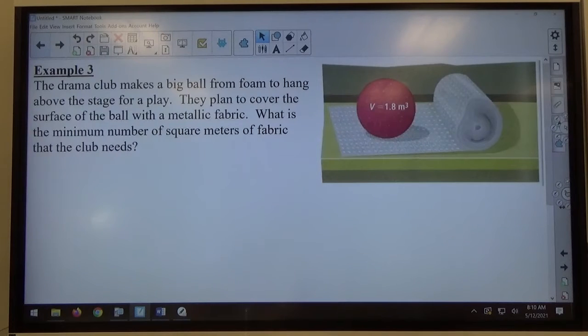Take a look at example 3 here. The drama club makes a big ball from foam to hang above the stage for a play. They plan to cover the surface of the ball with metallic fabric. What is the minimum number of square meters of fabric that the club needs to find?